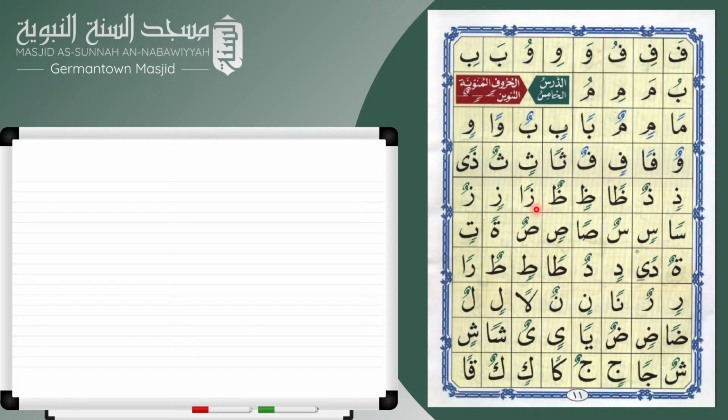Who wants to do the za? Go ahead. Za. So we all repeat after him, inshallah. Za fathatain zan. Za kasratain zin. Zan zin. Za dhammatain zun. Zan zin zun. Do the whole entire line. Next line.